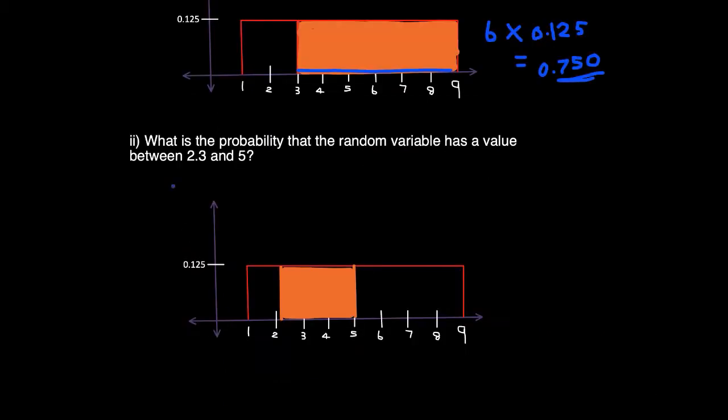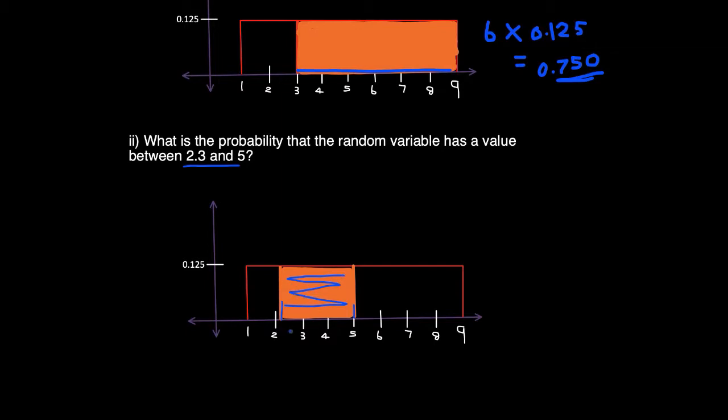Part 2. What is the probability that the random variable has a value between 2.3 and 5? 2.3 I take here and 5 is here. So area we need is this. How do we find this area? Again, length multiplied by width.